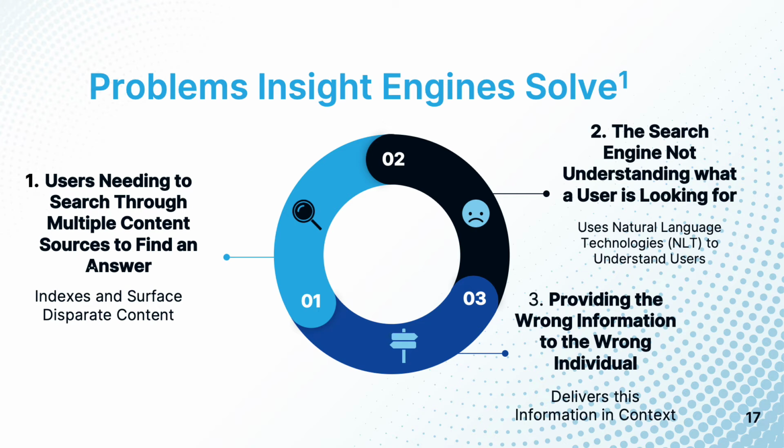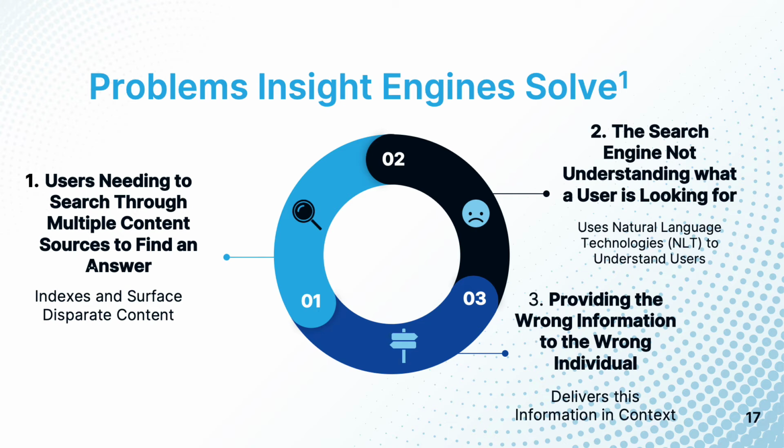Problem 2 is the search engine not understanding what a user is looking for. This is fixed by using natural language technologies to understand users. A searcher can enter a query as though they were speaking, and with the help of machine learning, insight engines can understand that user's intent. Problem 3 is providing the wrong information to the wrong individual.